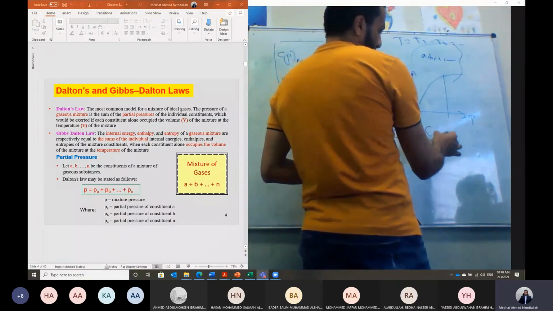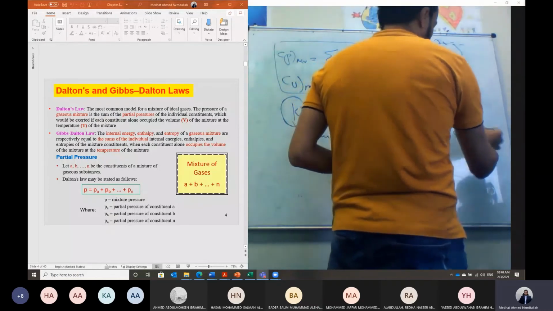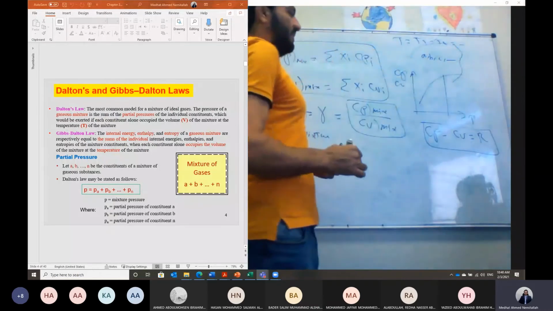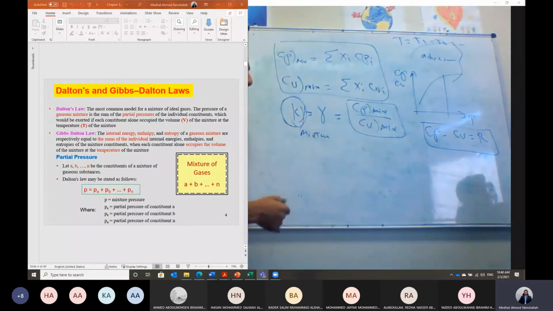When do we have the relation between Cp and Cv? Cp minus Cv is equal to the gas constant R. And this is for the case of an ideal gas. You know where this equation came from?